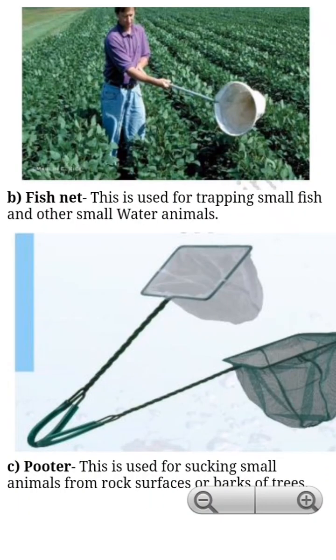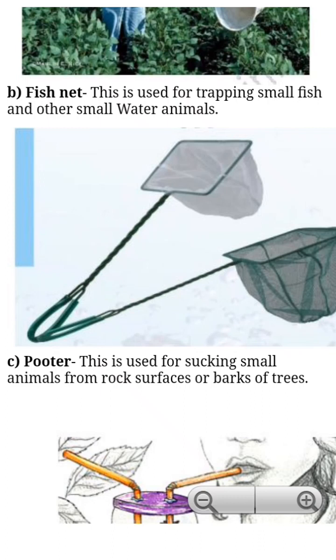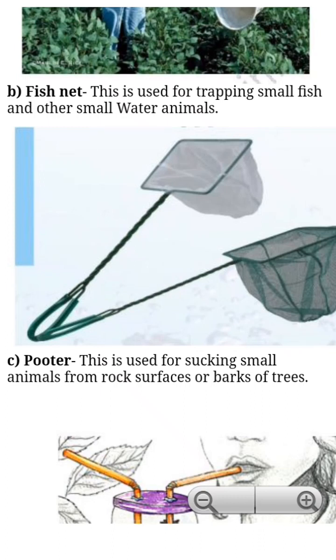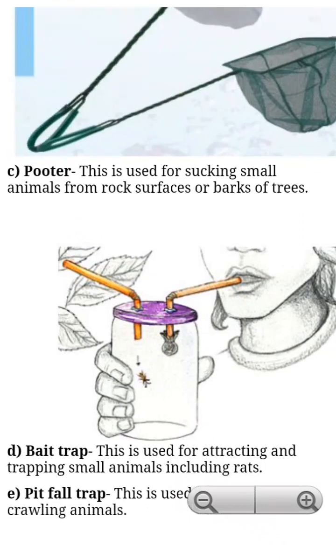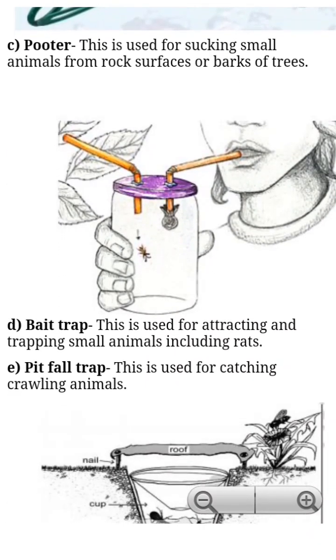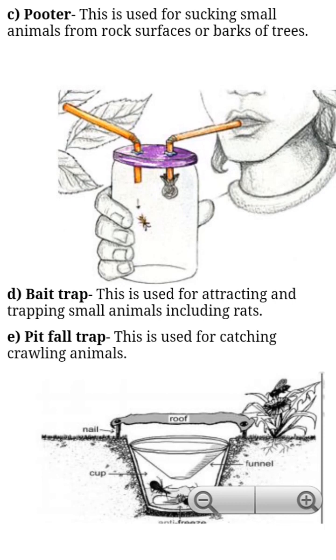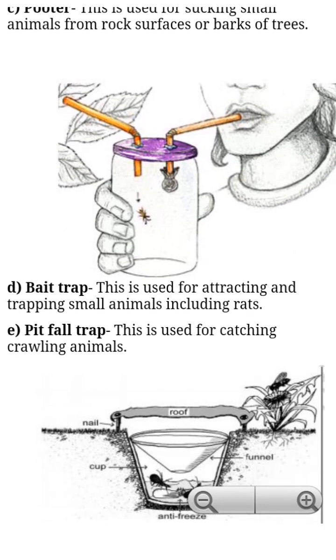We also have a fish net. This is used for trapping small fish and other small water animals. Below is a diagram of a fish net. We also have the pooter. A pooter is used for sucking small animals from rock surfaces or barks of trees. Below is a diagram of how it looks and how it is supposed to be used.